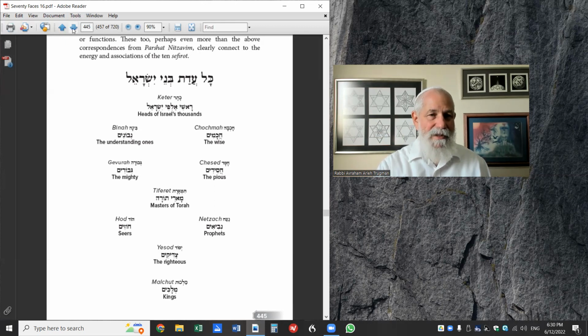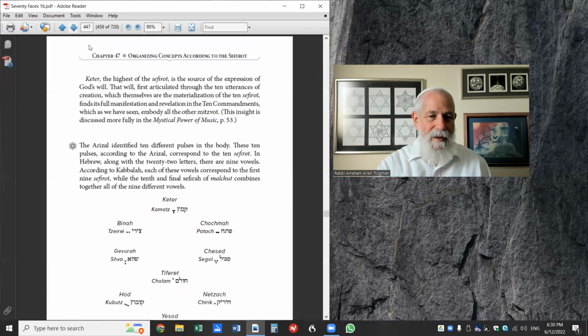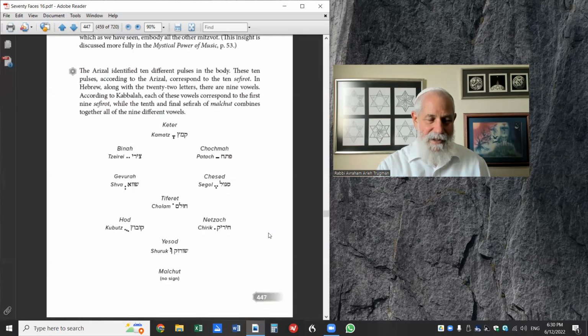Okay, so now the next one is, this is an amazing one. I'm going to take a few minutes to do this one. And here what we're looking at is the 9 vowels according to the Sefirot. This is a very, very ancient tradition as to which vowel is connected to which of the Sefirot.